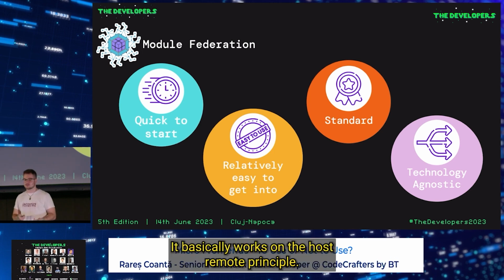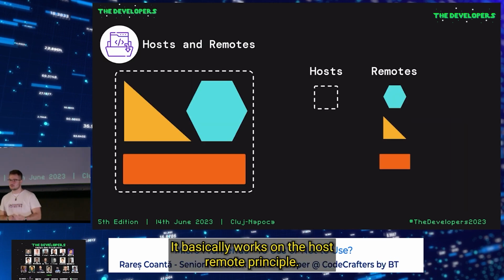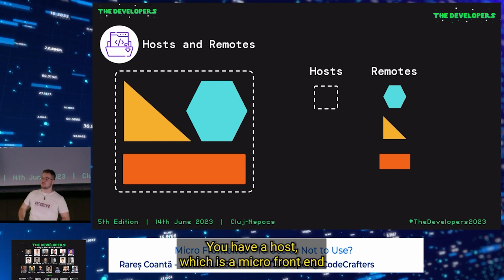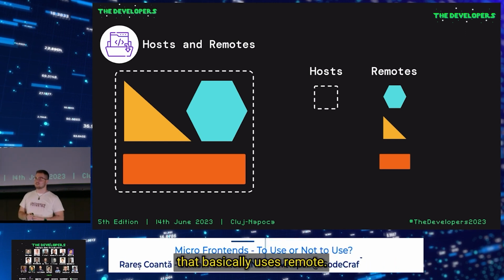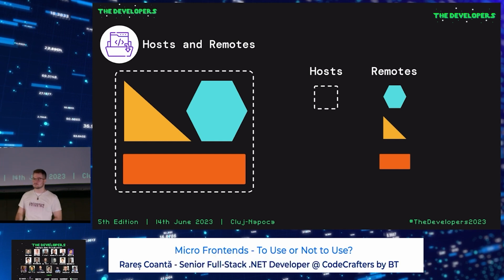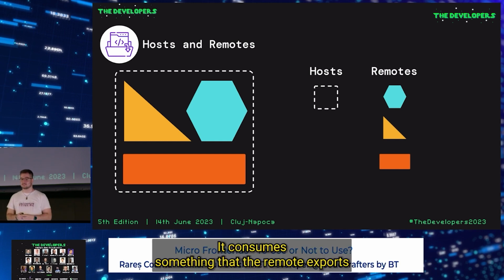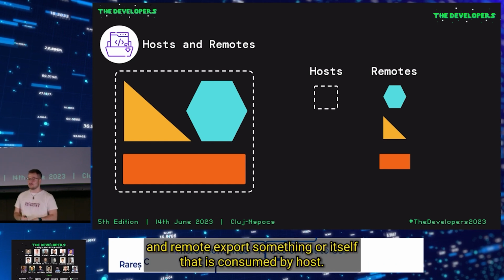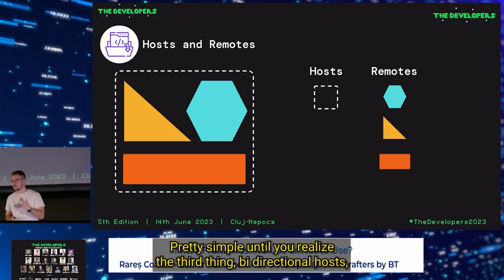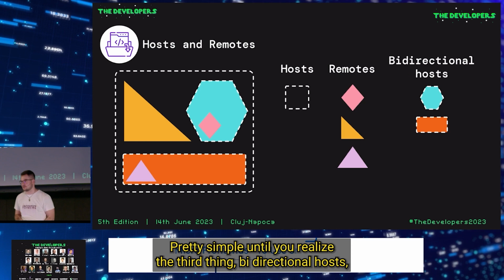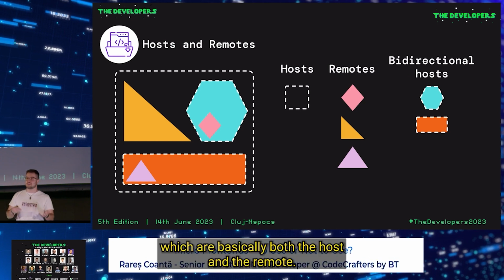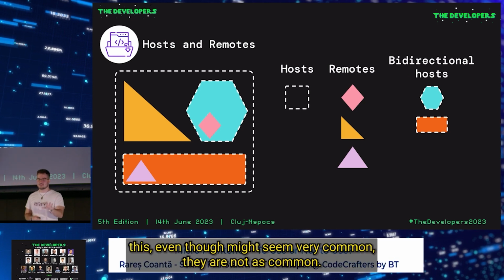It basically works on the host and remote principle. You have a host, which is a micro front end, that basically uses remotes. It consumes something that the remote exports. And a remote exports something or itself that is consumed by a host. Pretty simple. Until you realize there's a third thing, bidirectional hosts, which are basically both the host and a remote. This, even though it might seem very common, is not as common.